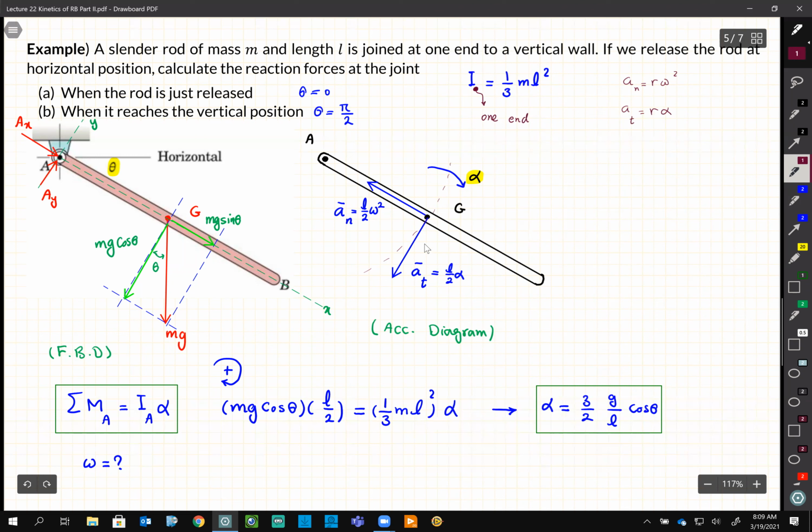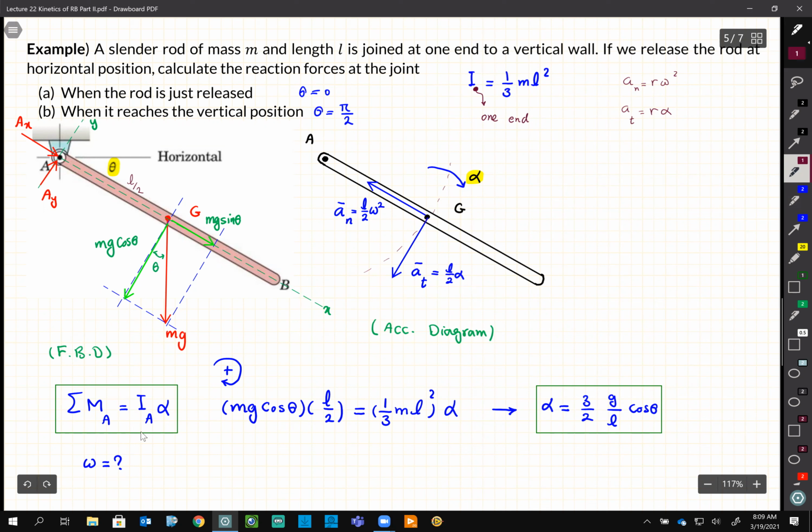So we draw their directions. We try to do our best to draw them in the right direction. So obviously this thing is falling down, so it makes sense that alpha is rotating clockwise. Therefore, AT seems to be in this direction that I draw, and AN is always going toward the center. The link, we assume its length is L. So this distance then is going to be L over 2. Our R is going to be L over 2.